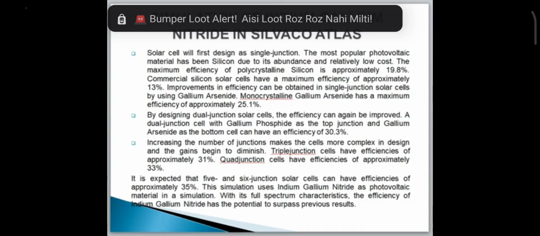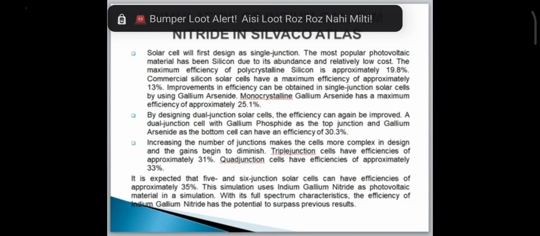By designing a dual junction solar cell, the efficiency can again be improved. A dual junction solar cell with gallium phosphide as the top junction and gallium arsenide as the bottom cell will have an efficiency of 30.3%. Increasing the number of junctions makes the cell more complex in design and the gains begin to diminish. Although it will increase the efficiency of the solar cell, the gain starts reducing. Triple junction cells have an efficiency of approximately 31% and the quadruple junction has an efficiency of approximately 33%. It is expected that the 5 and 6 junction solar cells have an efficiency of 35%.